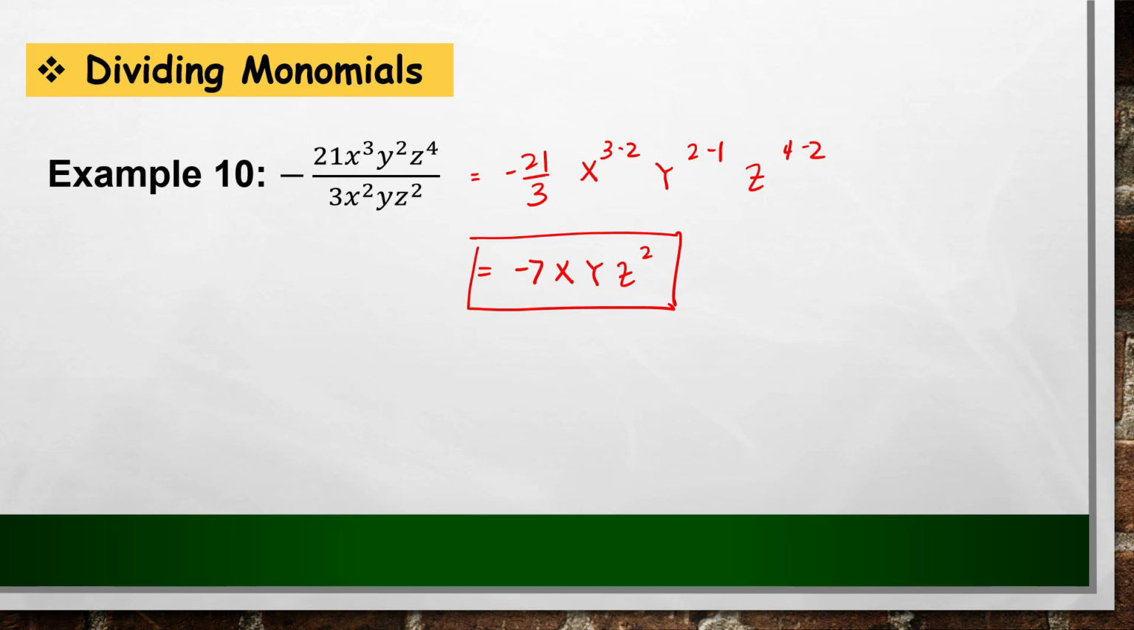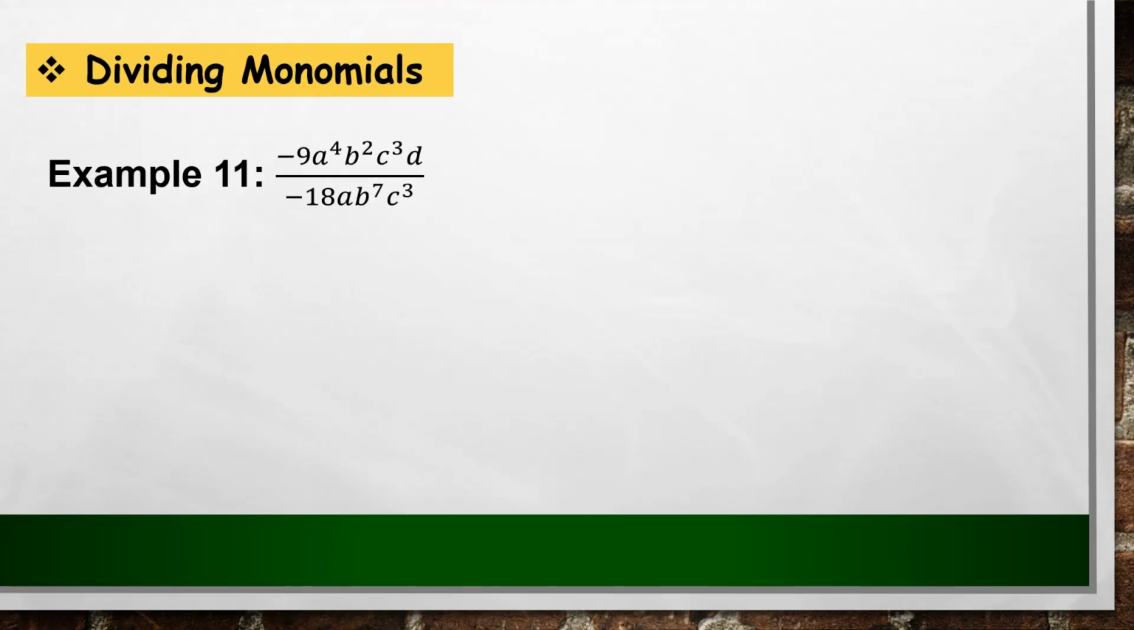Okay, let's go to example number 11 now. Here, of course, if we divide negative 9 and negative 18, that will be decimals. So we don't want that to happen. We need to keep it as a fraction, so we need to simplify that. We'll do that later.